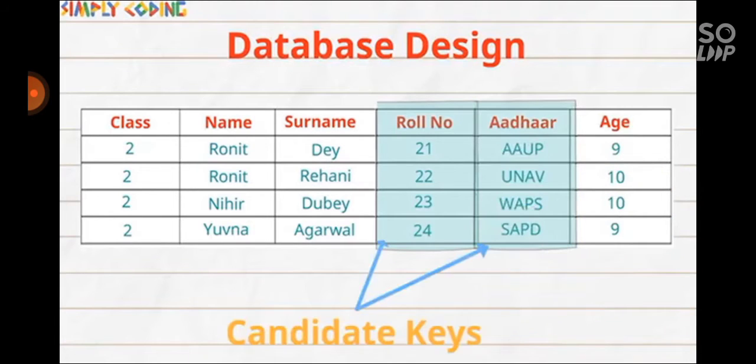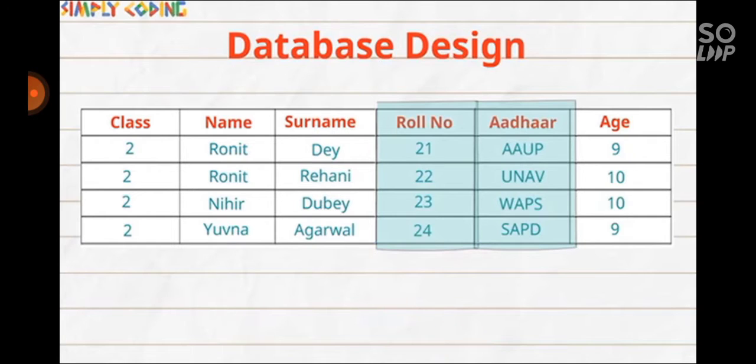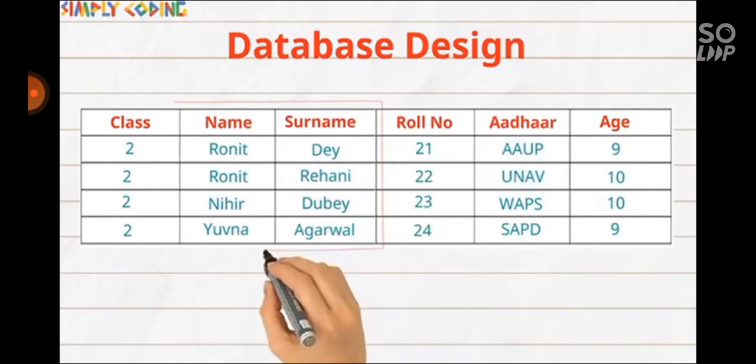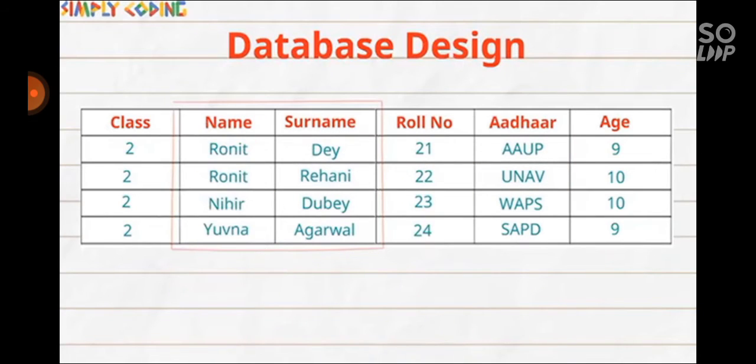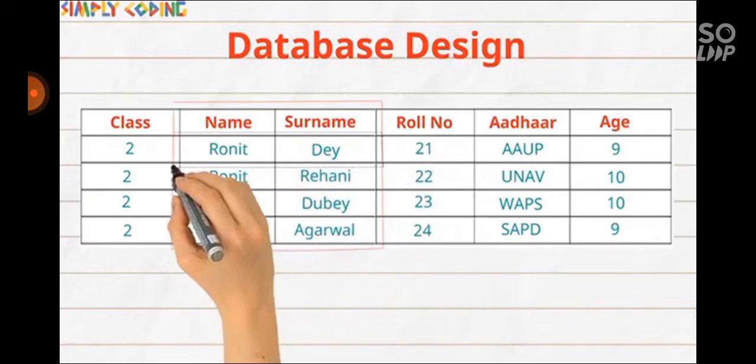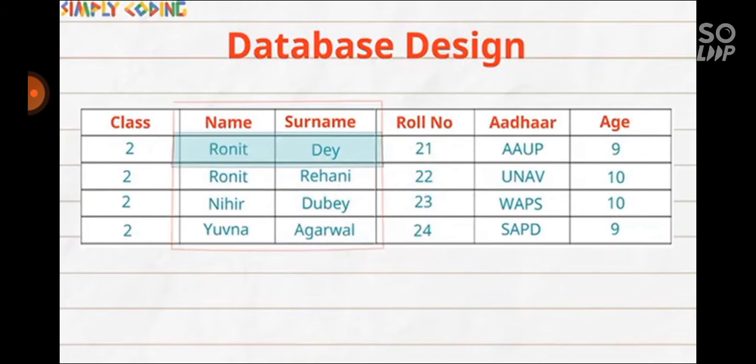In a table, such fields can be more than one. Then these fields are known as candidate keys, meaning that these fields are candidates for the primary key. Then we select a primary key among all these candidate keys. The rest of the candidate keys become alternate keys. Sometimes a candidate key is a combination of two or more fields. For example, name and surname can be combined. It is known as a composite key.